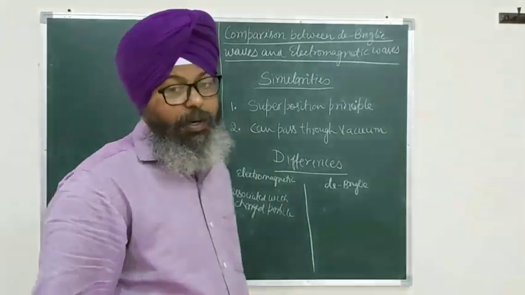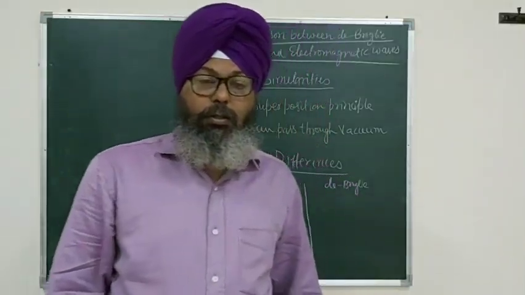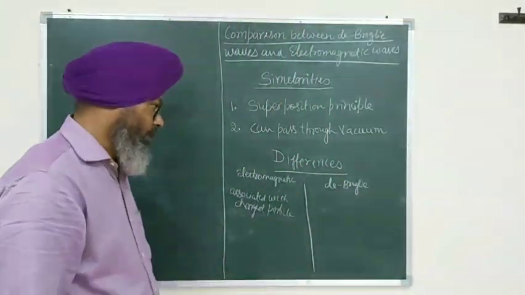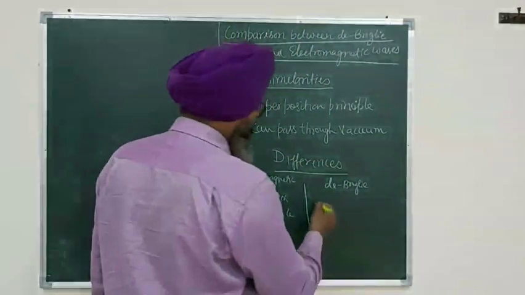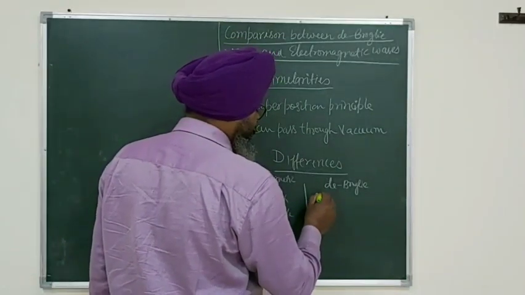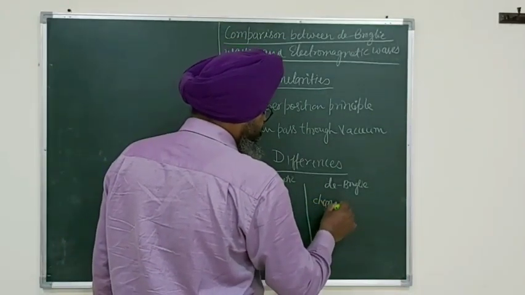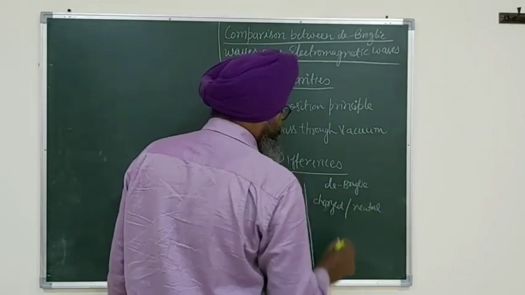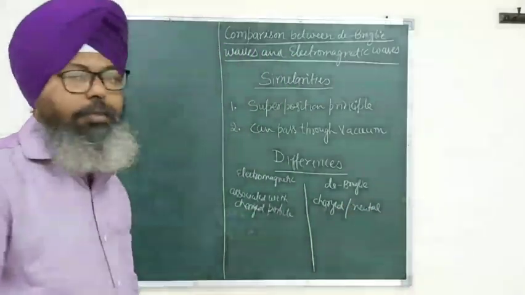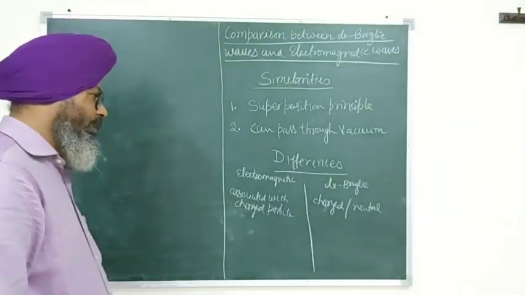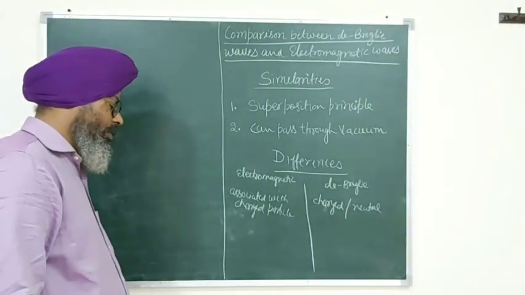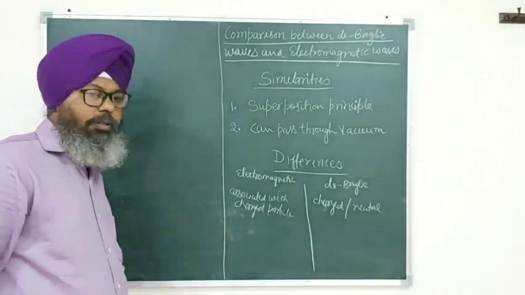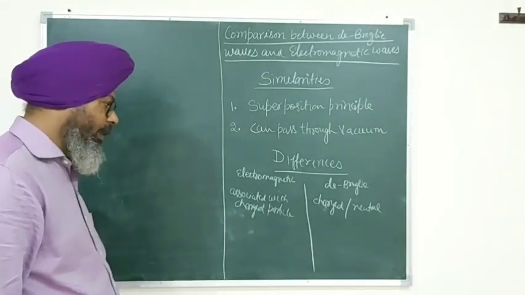So only a charged particle can produce electromagnetic waves. On the other hand, de-Broglie waves are associated with charged particles as well as neutral particles. So this is the major difference. First major difference between the electromagnetic waves and the de-Broglie waves. So these are associated with charged as well as neutral particles.